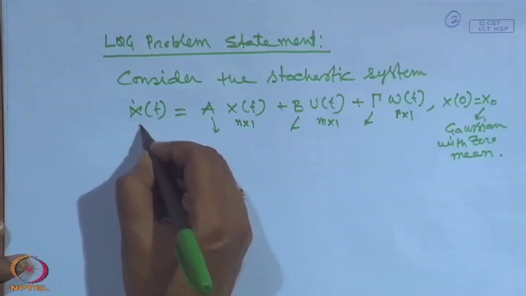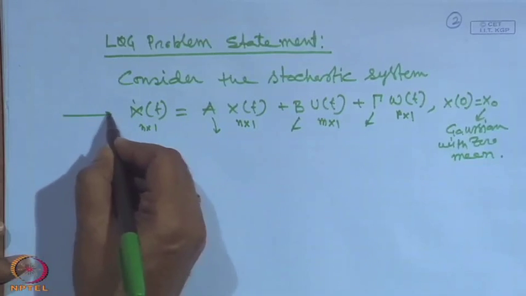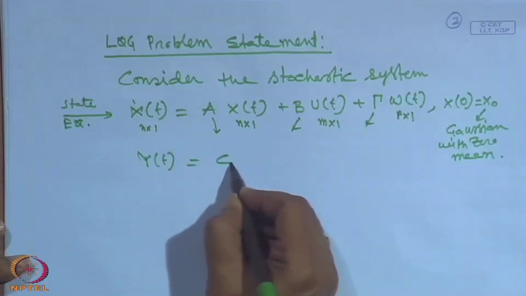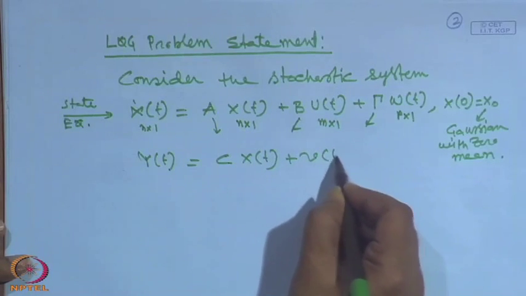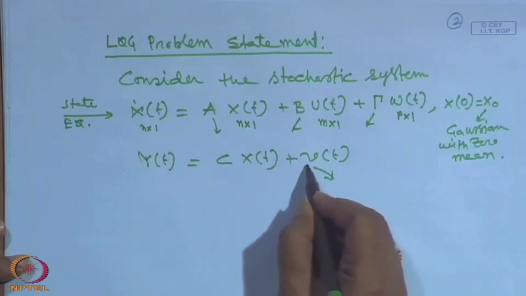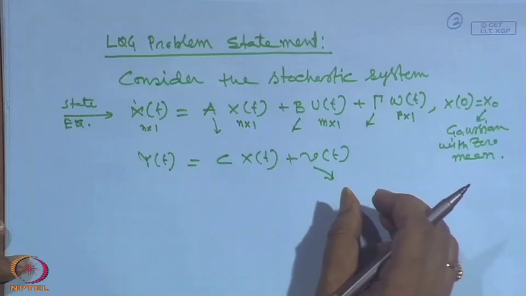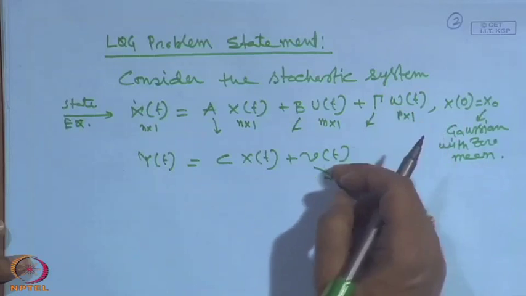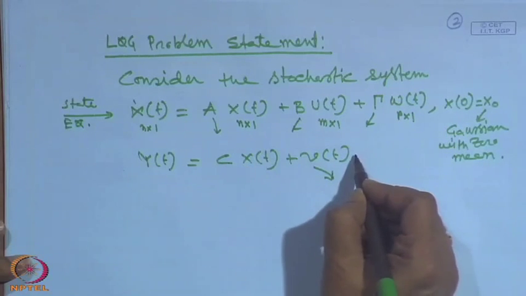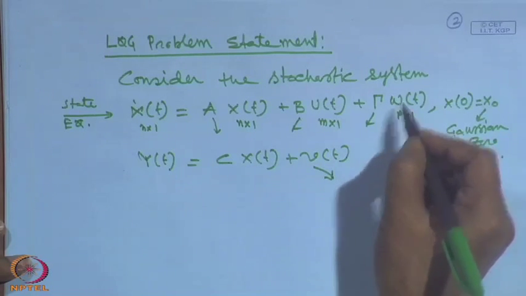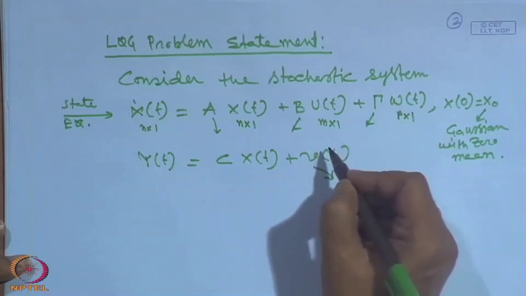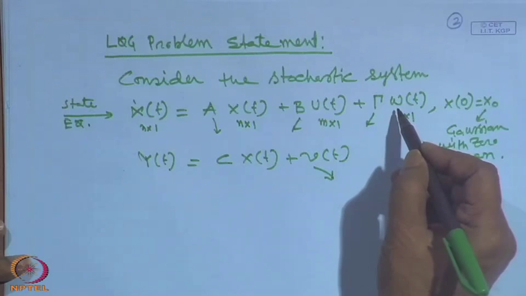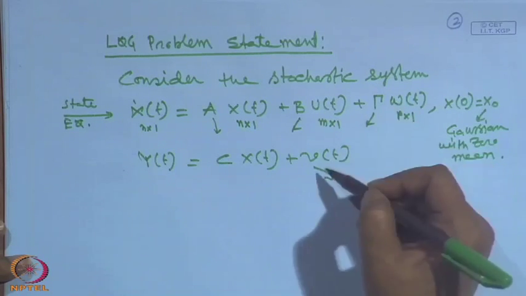This is the state equation. And our output equation is y of t equals C x of t plus v of t. Again, w of t and v of t are zero mean white noise Gaussian processes whose characteristics are known, that means the noise covariance matrices are known to us beforehand. w is called the input noise and v is called the measurement noise. Their mean and covariance are known. They are zero mean white noise Gaussian processes and they are uncorrelated.